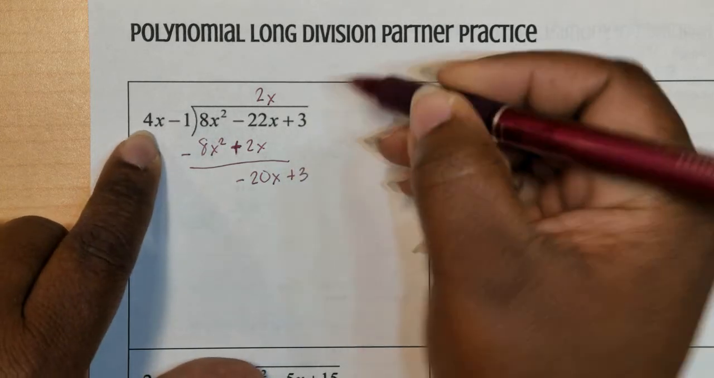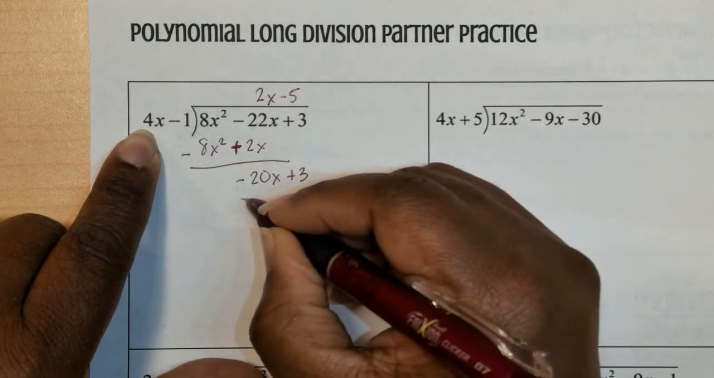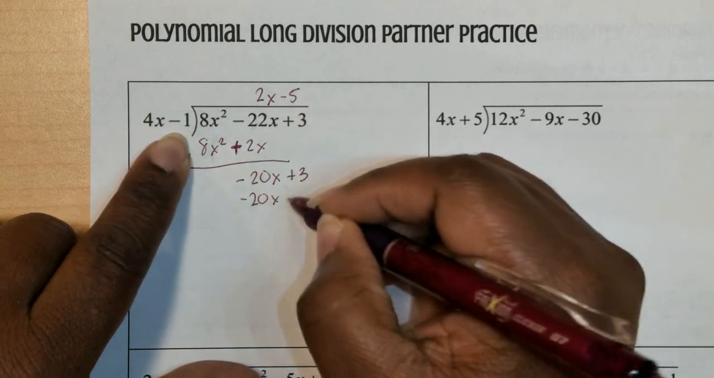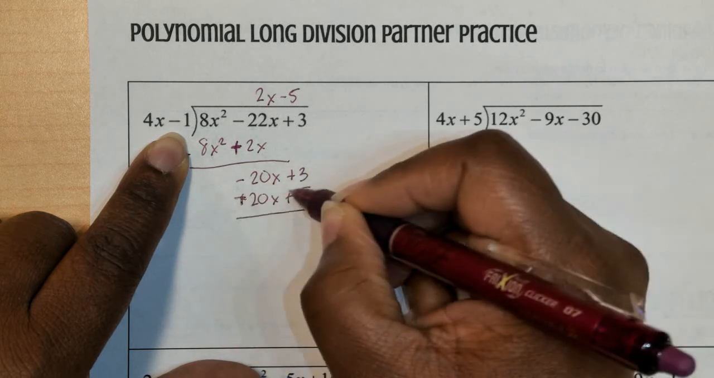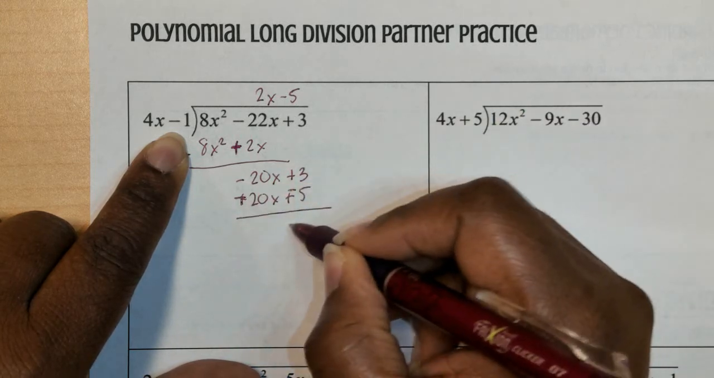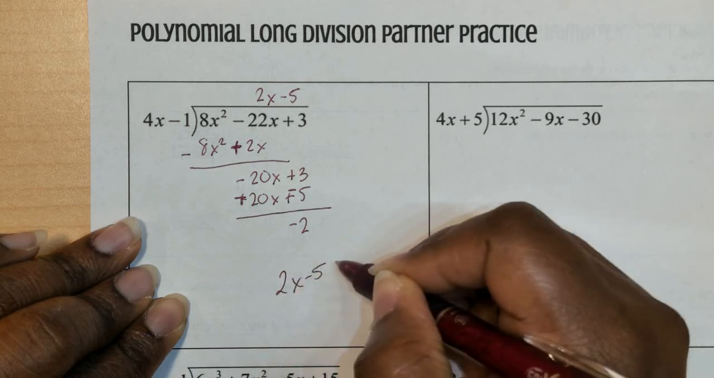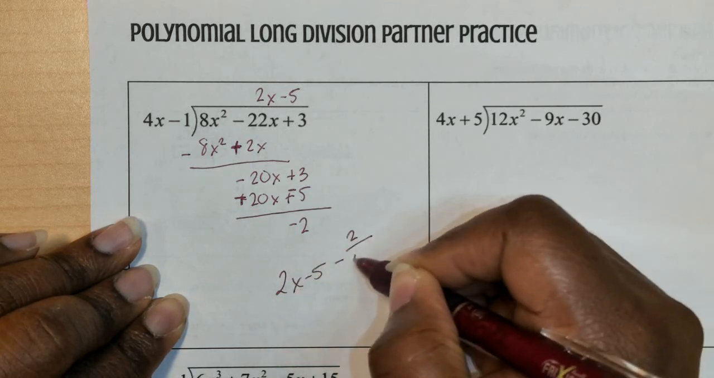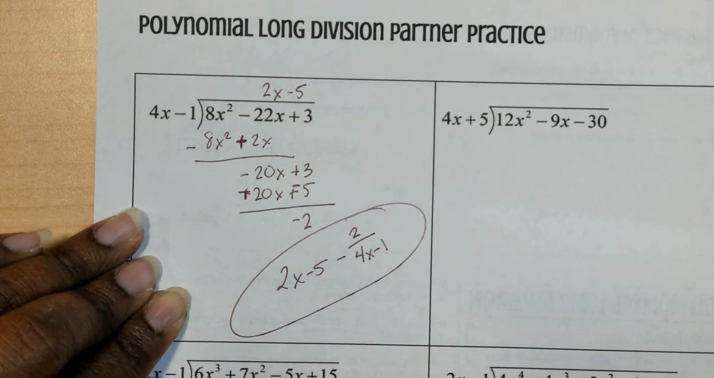Negative 20x divided by 4x is negative 5. Distribute. Negative 20x plus 5. And you subtract. This becomes plus, this becomes minus. This is now negative 2. So our quotient, 2x minus 5 minus 2 over 4x minus 1. That's it. Good luck.